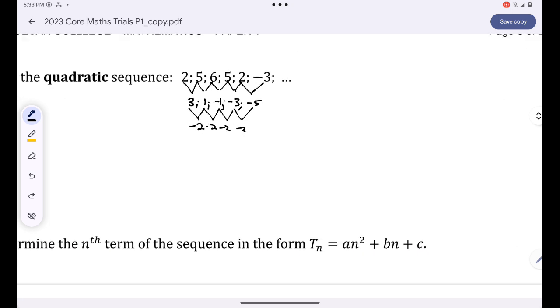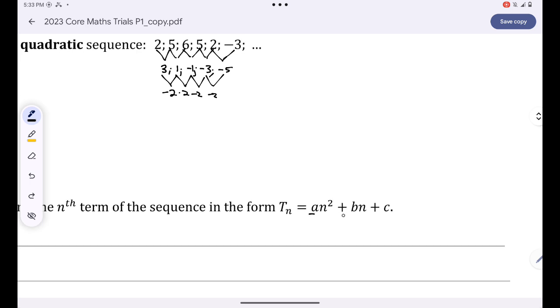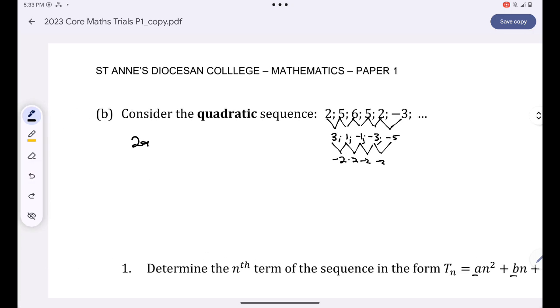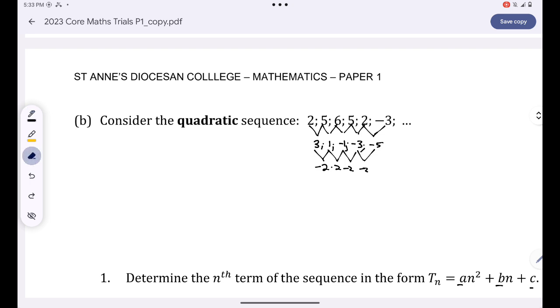So for me to find the nth term, I need the values of a, b, and c. How can I find those values? I know that, guys, 2a is always equal to the second difference of our sequence. That means a is just equal to negative 1.